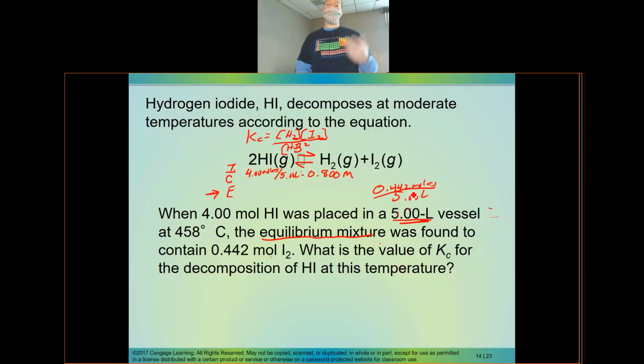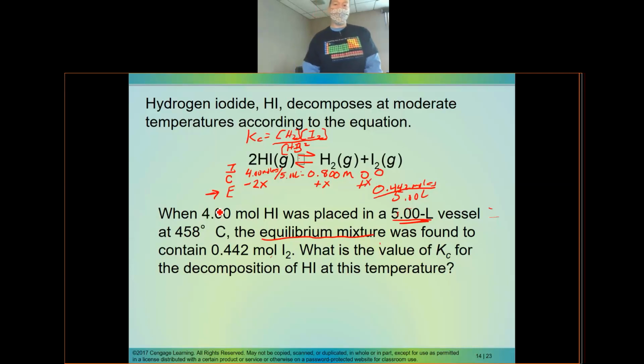So initially, I put in HI. I put in 0 of the H2. I put in 0 of the I2. Only put in the HI, 4 moles in a 5-liter vessel, and the reaction occurred. I did not put any H2 or I2, which means the reaction has to go to the right. So minus 2x, again, coefficient is 2. It is going to the right, minus 2x. Coefficient here is 1, so this is plus x. Coefficient here is 1, it is plus x.